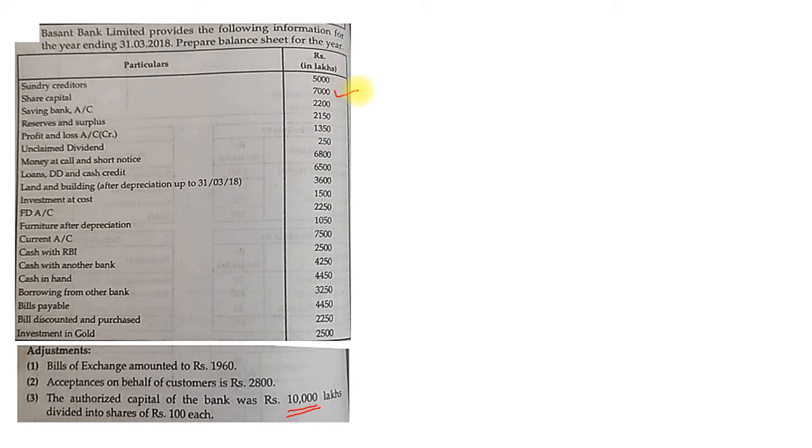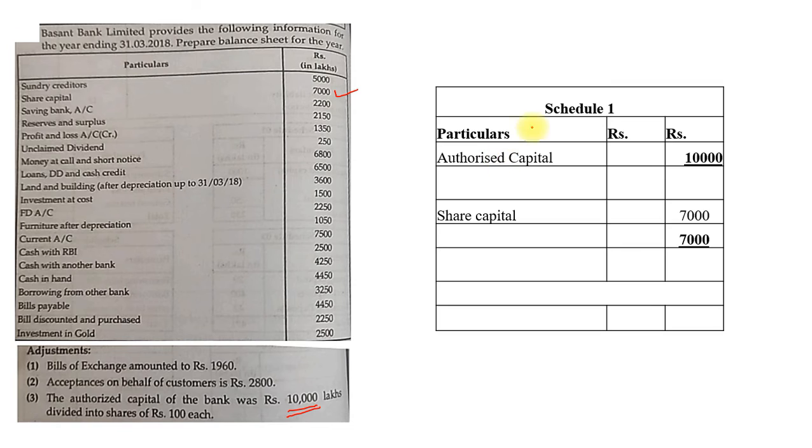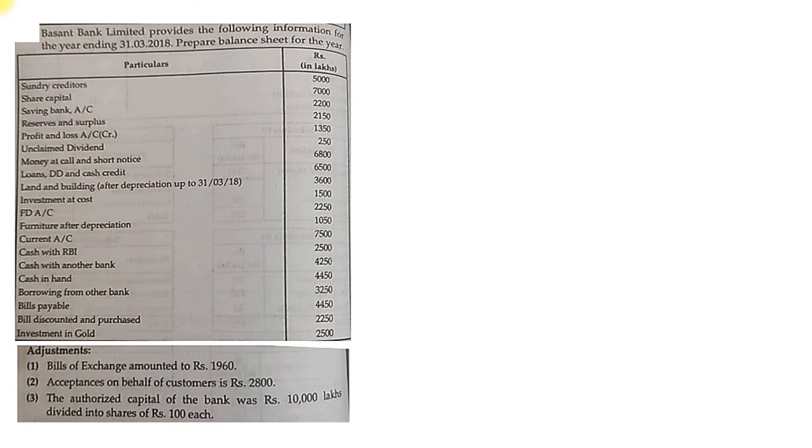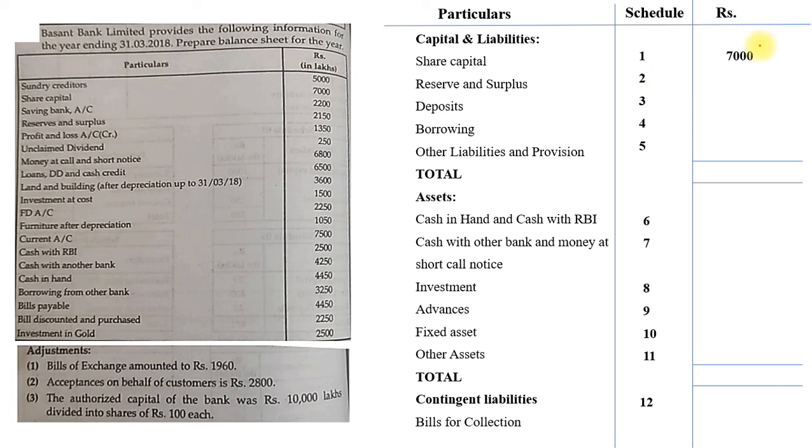Okay. And secondly, the share capital, which will actually be shown in the balance sheet also. So schedule one, we have authorized capital of 10,000. Just double line it and leave it there itself. Share capital was 7,000. So total of share capital is 7,000. So this is what we are going to post in our balance sheet. So balance sheet schedule one, 7,000 rupees, that is in lakhs. Okay, so 7,000 in lakhs.